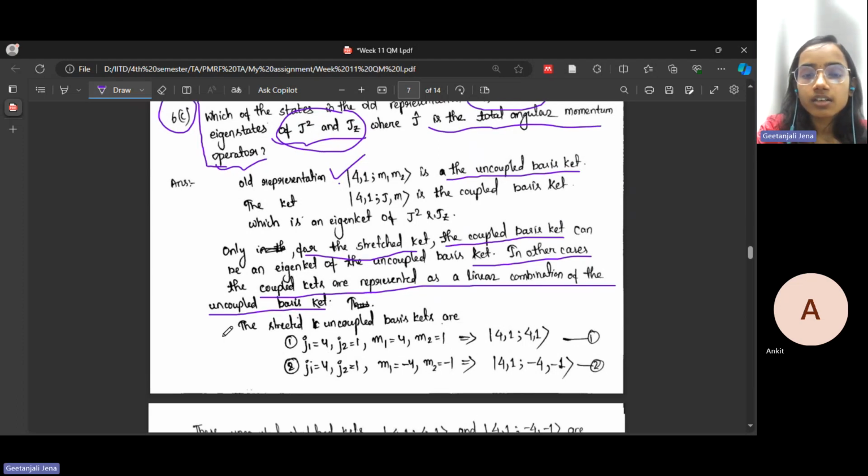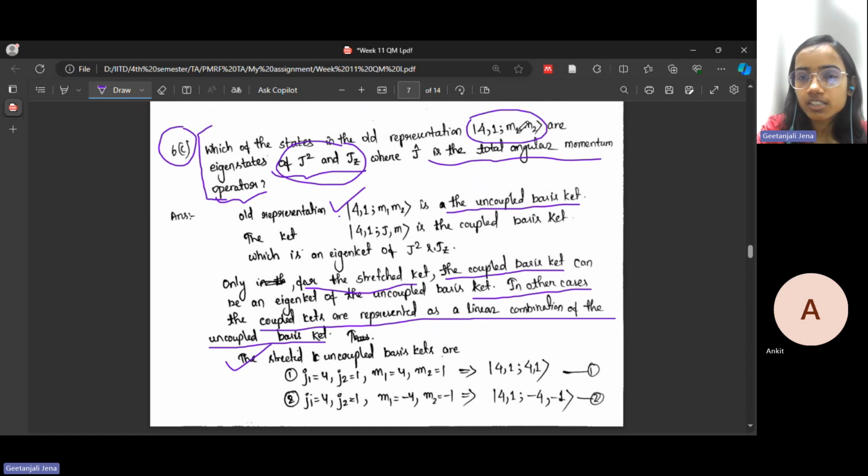So that means the stretched state for J1 equal to 4 and J2 equal to 1. J1 and J2 are already given here, it is 4, 1. So if you see the first option, J1 equal to 4 and J2 equal to 1, M1 can take the maximum value of J1, which is 4, and M2 takes the maximum value of J2, which is 1. So one of the stretched states is 4, 1, semicolon 4, 1.